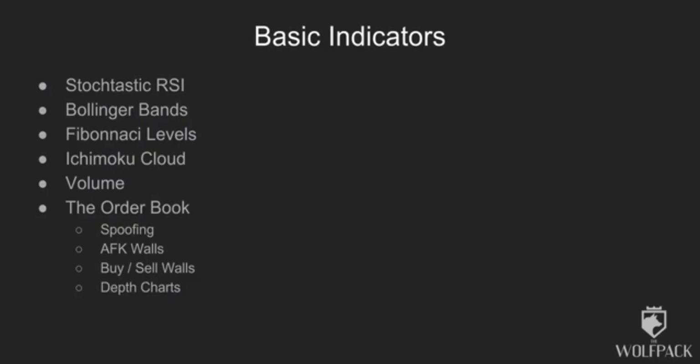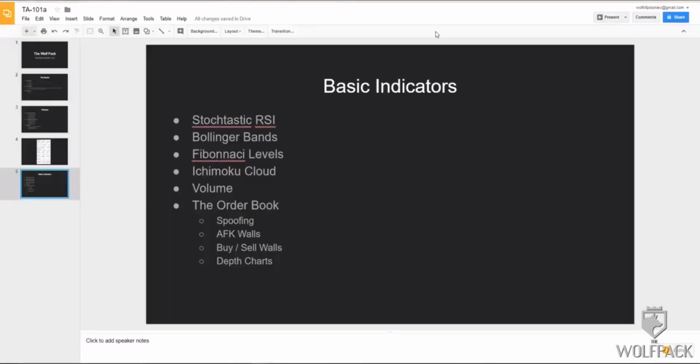I'll also go over the Bollinger Bands, the Fibonacci levels, and the Ichimoku Cloud a little bit because I don't use the Ichimoku Cloud that much. How to read the volume and why it's important to read the volume, and then as well the order book, which includes spoofing, like real walls, and how to tell the difference between real walls, fake walls, and whale manipulation. And also I'll cover the depth charts a little bit, but I'll mostly just say don't use them. Anyways, let's continue.